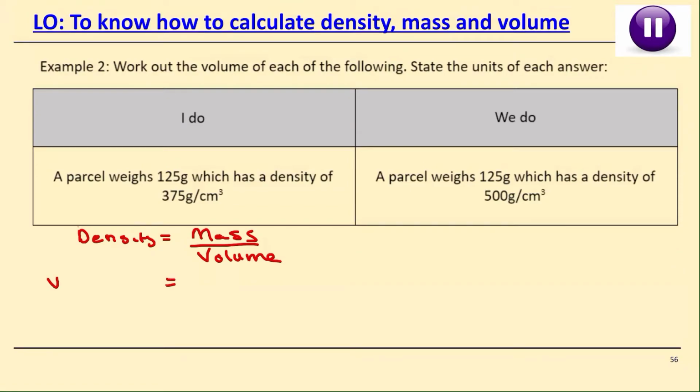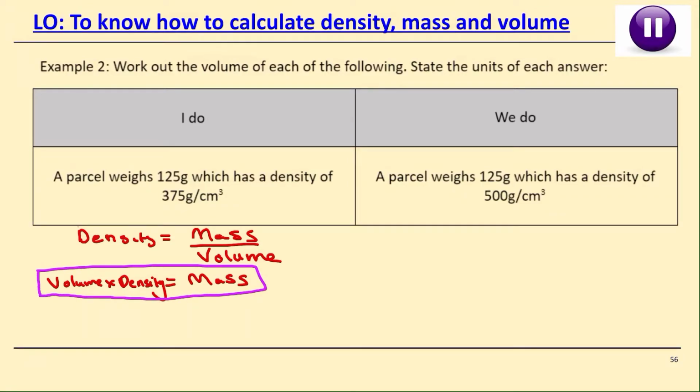So first up, we're going to multiply both sides by volume. So volume times density equals mass. This new equation is very important, and we're going to have to use it later on in this lesson. So make a point of it and write notes. So the next step is we're going to actually divide both sides by density because we want to make volume the subject of the equation. So therefore, volume equals mass over density.